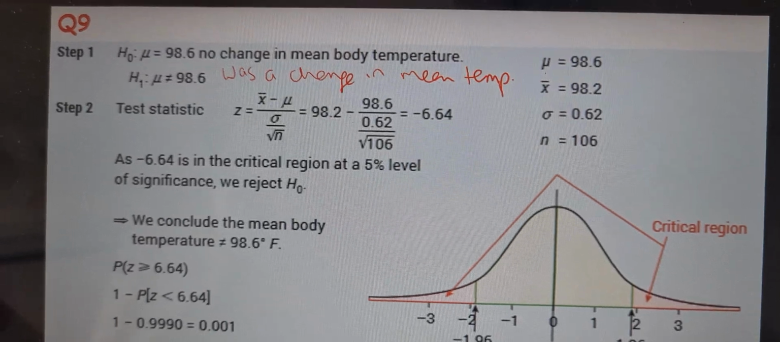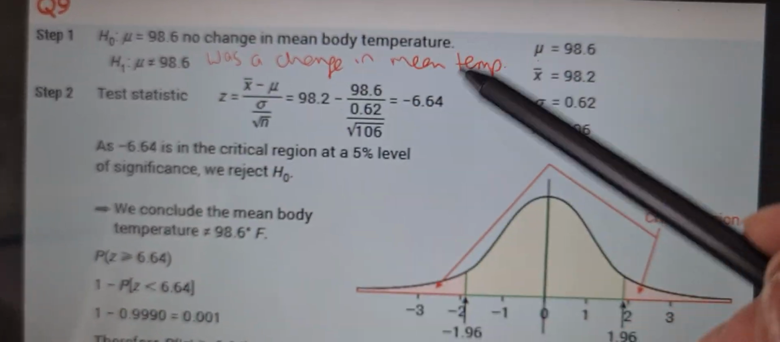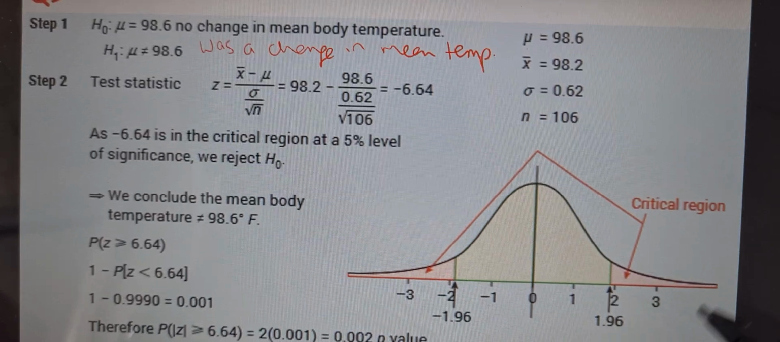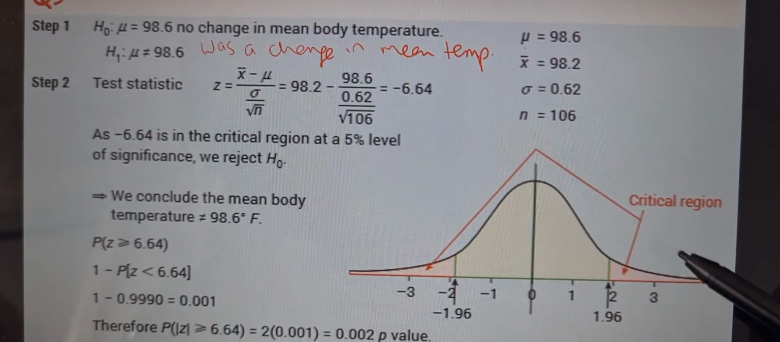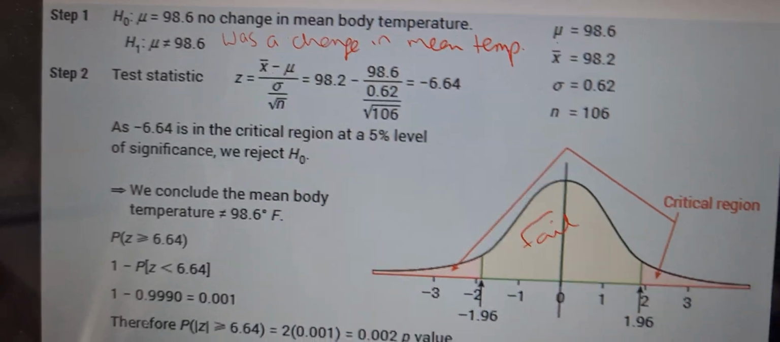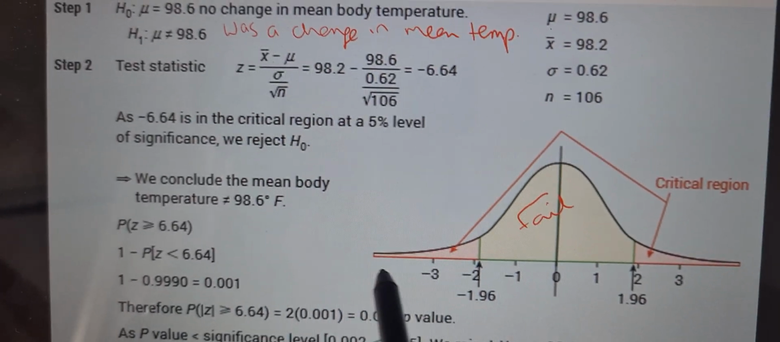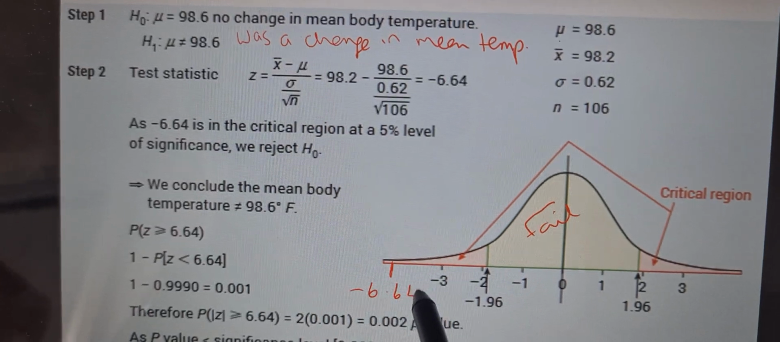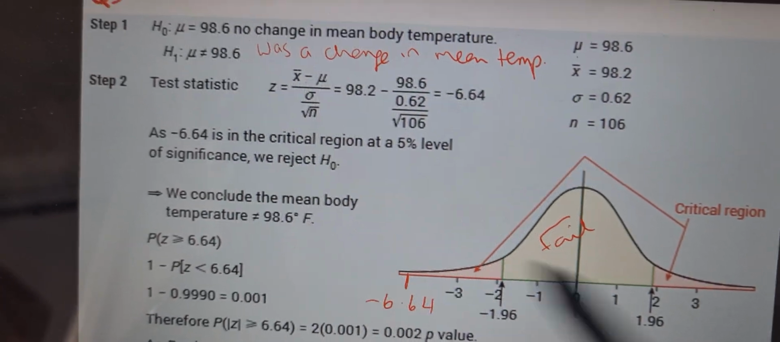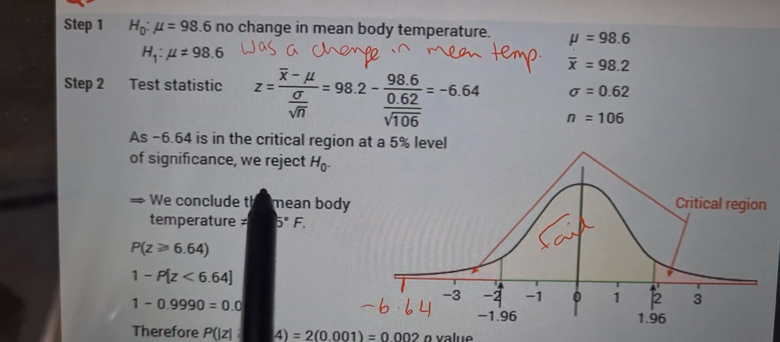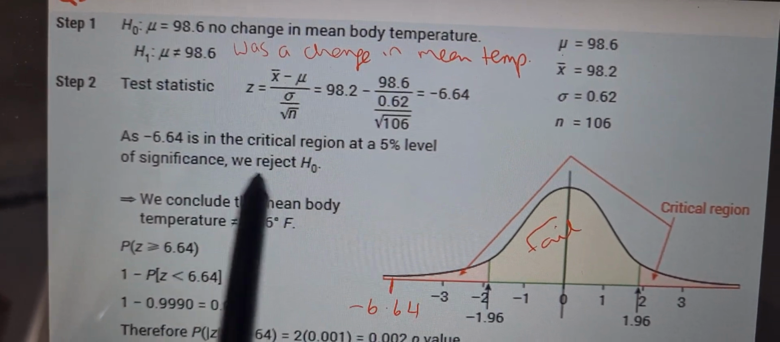So we set up our test statistic for a mean, and when you sub it all in, you should get back minus 6.64. So draw your quick sketch. You have your two reject regions out here, the two critical regions, and you have the fail to reject region in the middle. So minus 6.64 would lie somewhere off down here. So I'm in the critical region, which means I am going to reject H0. So as minus 6.64 lies in the critical region at 5% significance, we reject H0.